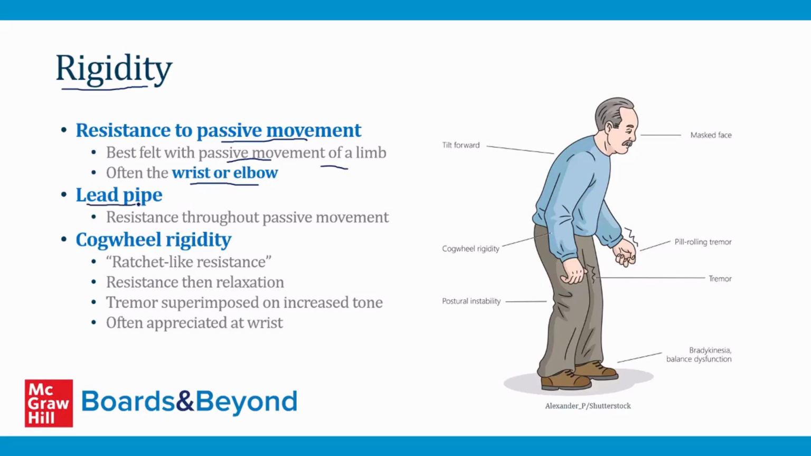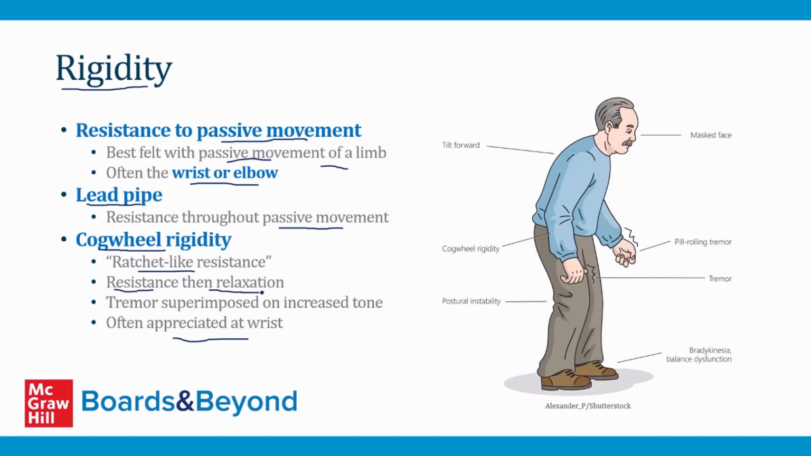There are two types of rigidity that you can see. One is called lead pipe. This is when there's resistance throughout the passive movement. The other type is called cogwheel rigidity. This is sometimes described as ratchet-like resistance. So this is best appreciated at the wrist. If you examine a patient with Parkinson's disease and you passively rotate their wrist, there will be resistance to movement, and then it will go away and you will easily move their joint.